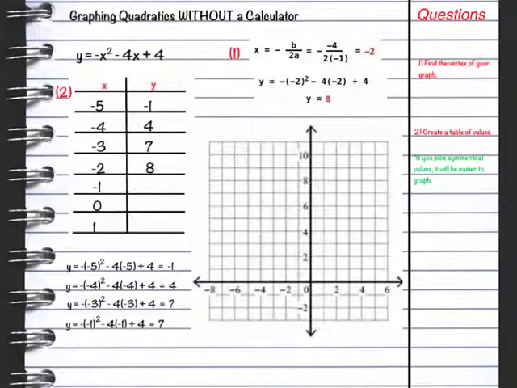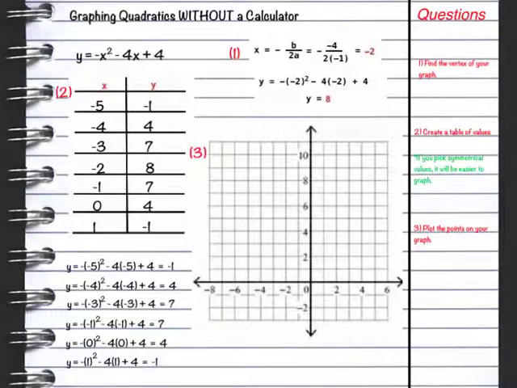I plug negative 1 in, and I get a y value of 7. I plug my 0 in and get a y value of 4. And then finally I plug 1 in, and I get a y value of negative 1. Now, just looking at the table, I can tell that this is a quadratic. It has that U shape, where on either side of that 8, you notice my numbers match each other. And that's the characteristic I look for. When I look at a table, I can tell if it's quadratic by seeing that piece where it's matching on either side.